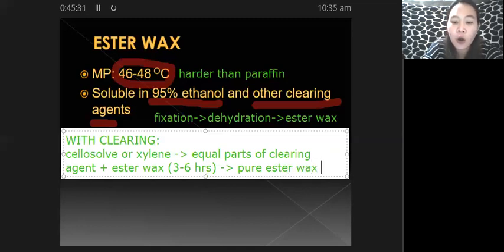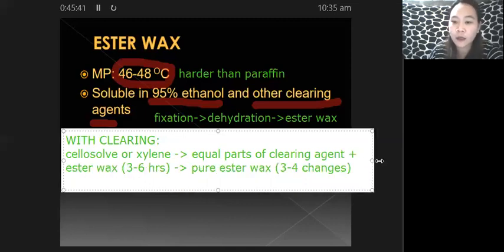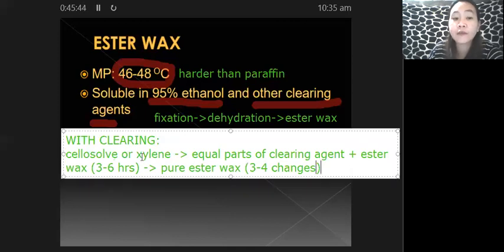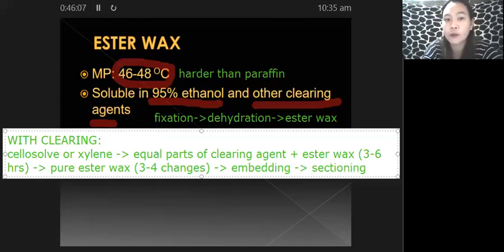How many changes of pure ester wax? We make use of 3 to 4 changes of your pure ester wax. After 3 to 4 changes, you are done with your infiltration and then you proceed to embedding, so ester wax embedding. After embedding, of course, the next step is sectioning, right? Yes. May I just mention it also?